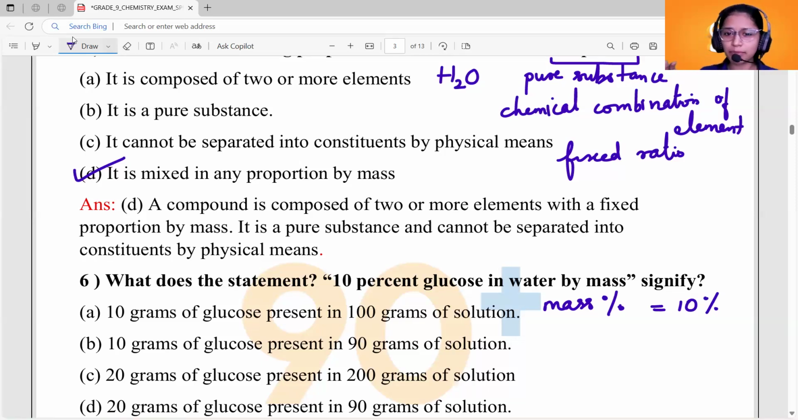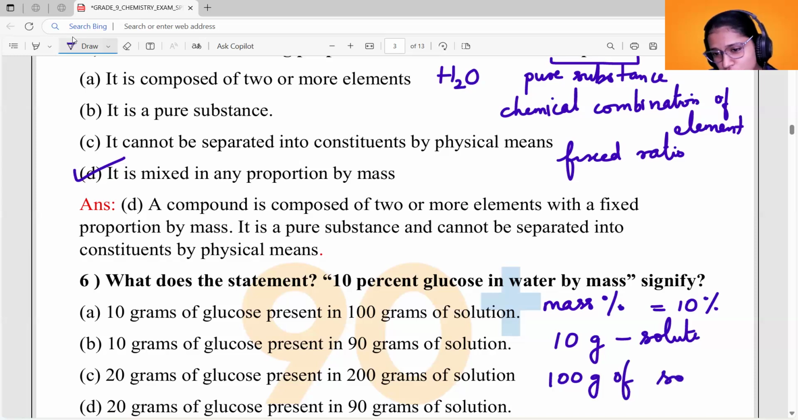Always remember, before you solve these questions, even without looking at the options: if a mass percentage of 10% is given, what does it mean? 10 grams of solute is present in 100 grams of solution. This is the significance of this mass percentage. 10 grams of solute is present in 100 grams of solution.